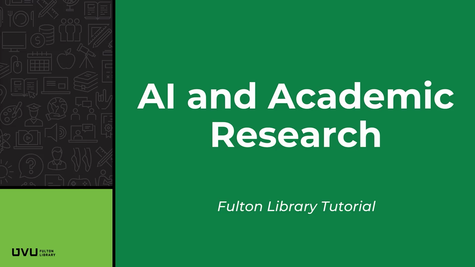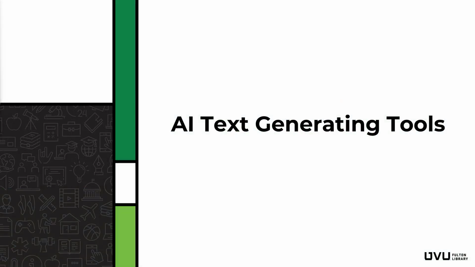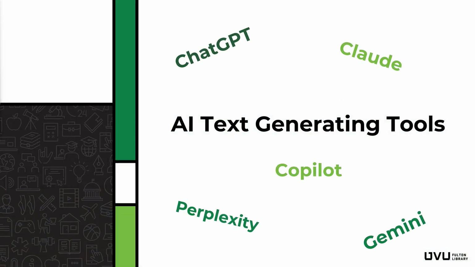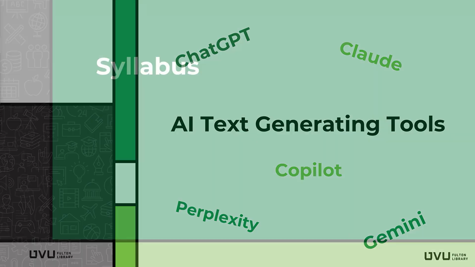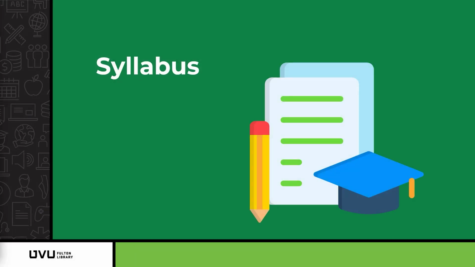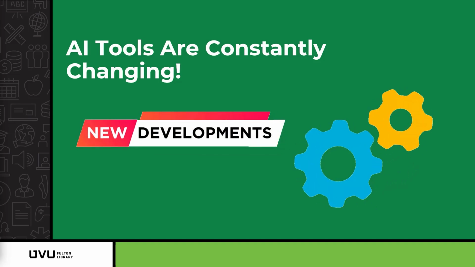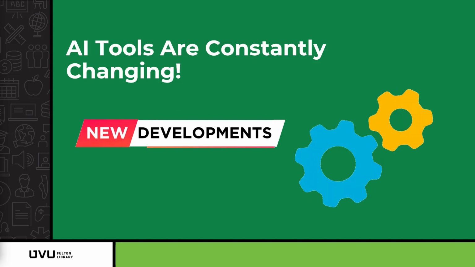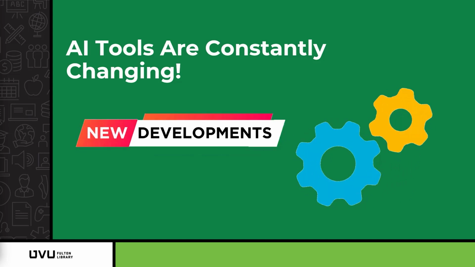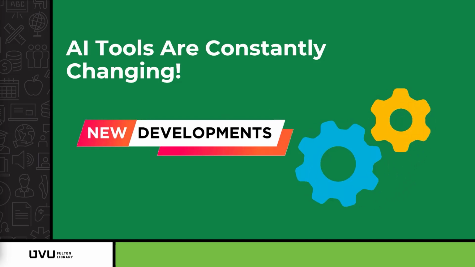Welcome to this short tutorial on how you can use AI text generating tools to assist you in academic research. Before we begin, a few important notes. First, please make sure you refer to your syllabus and talk with your instructor about their expectations on the use of AI tools in their class. Second, the information provided here is accurate as of the recording of this tutorial, but be aware that AI technology is developing quickly and there may be new tools and processes available to you that aren't mentioned here.